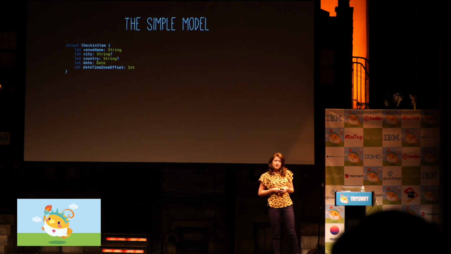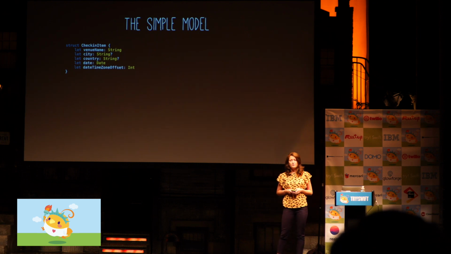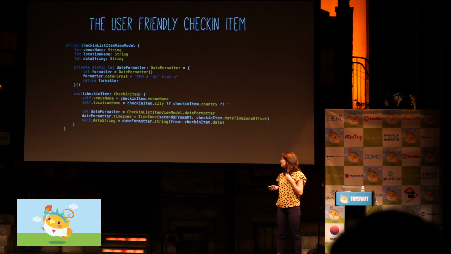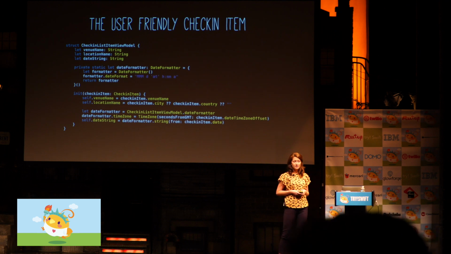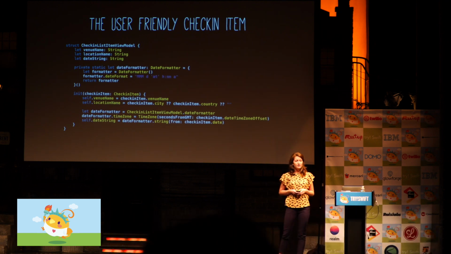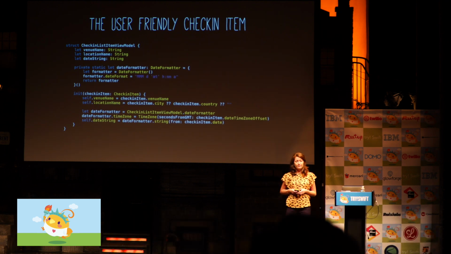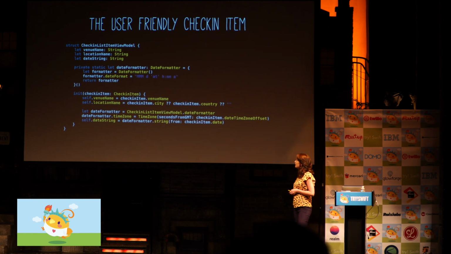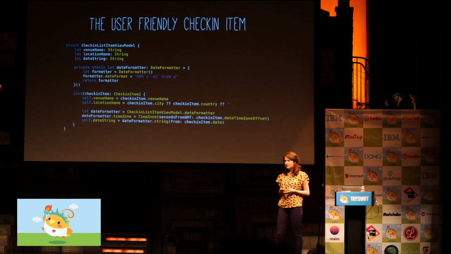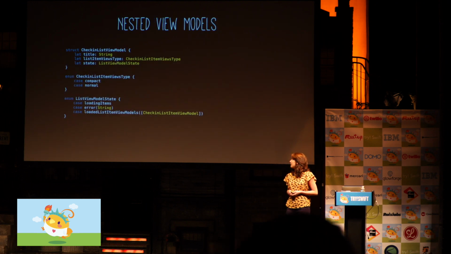The check-in item is how I represent the information that I get from Foursquare, and it's a simple struct. And then this is the way I present it to the user. So this is the view model that does date formatting. It constructs the location string, and it can have different logic, basically. But it's, again, a simple immutable struct.